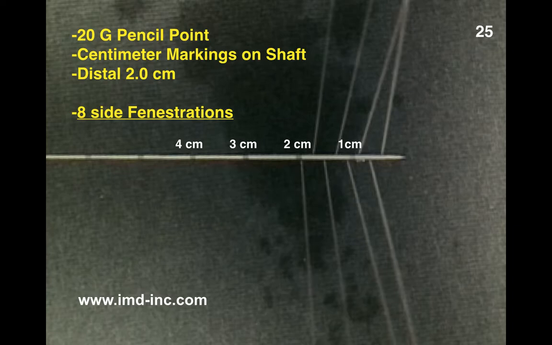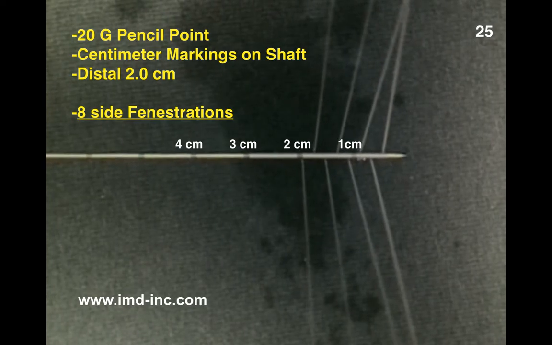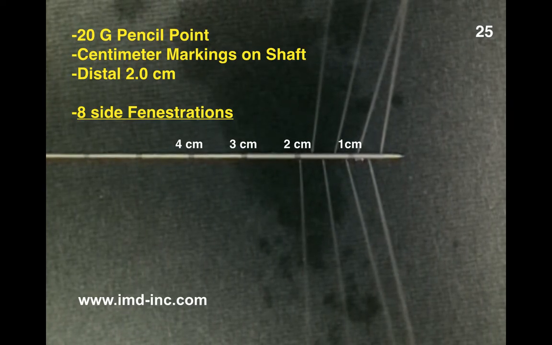The fenestrated needle used for the proximal saphenous nerve block in this section has a pencil point design and centimeter markings along the shaft. The distal 2 centimeters of the needle has side ports on alternating sides of the shaft at 1 millimeter intervals. The outflow pattern during injection is displayed here.